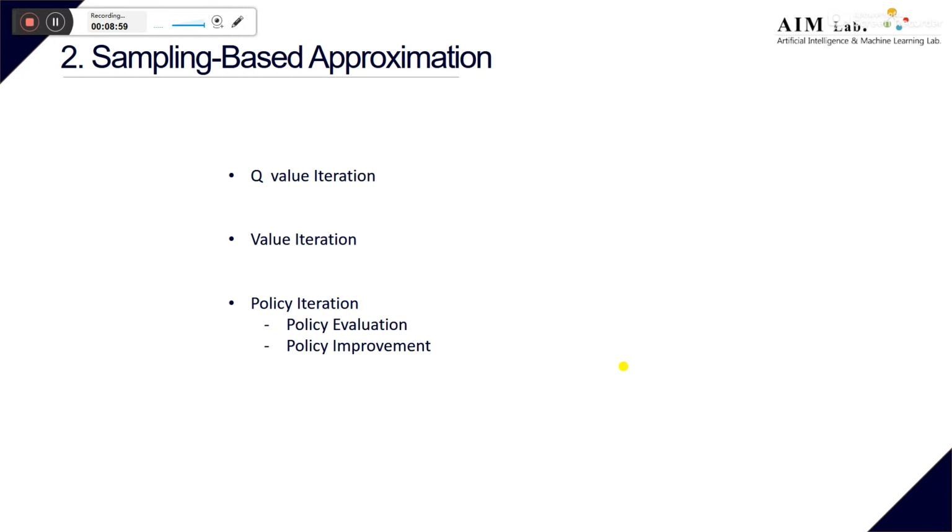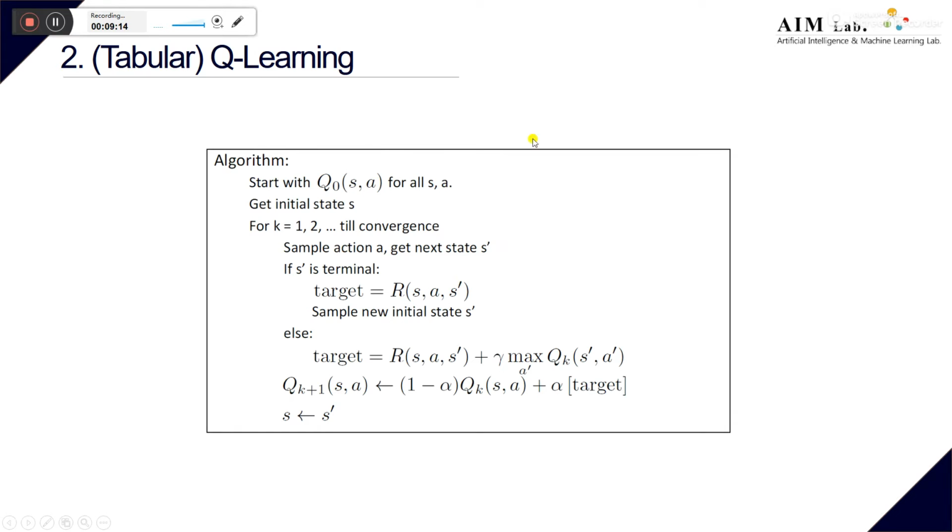So we look up the Q-value iteration and sampling-based approximation form of Q-value iteration. The pseudocode of tabular Q-learning is the following.